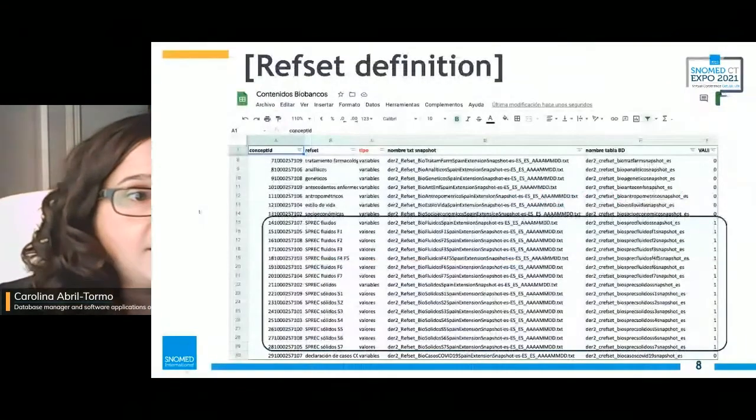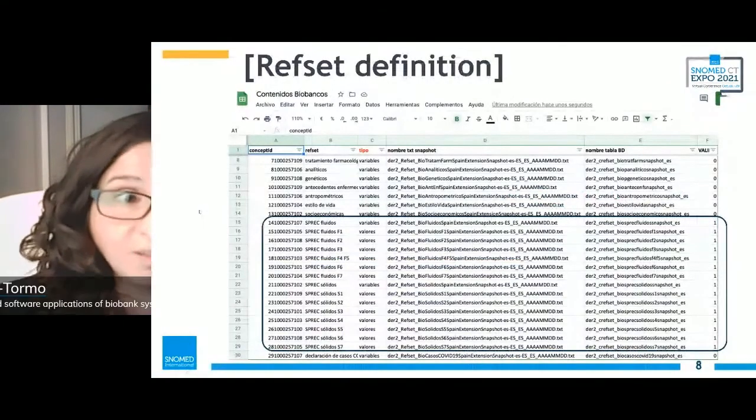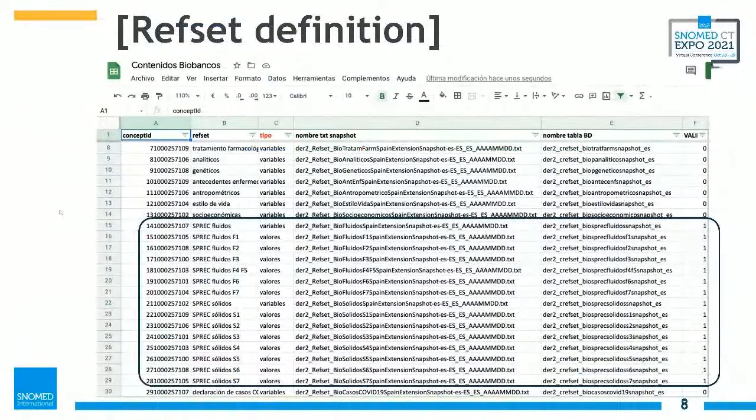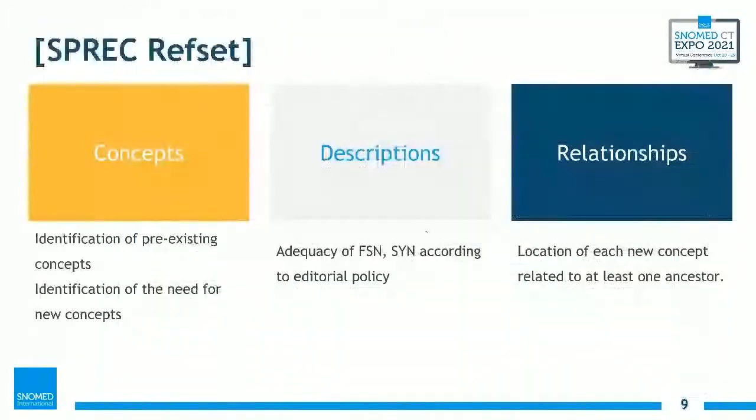Now let's see how we, the OICIB team, together with the National Release Center, have worked on the creation of the refset. We decided to create a refset for each SPREC position. This means for the values of each position. We also created two refsets, one for the fluid variables and one for the solid variables.